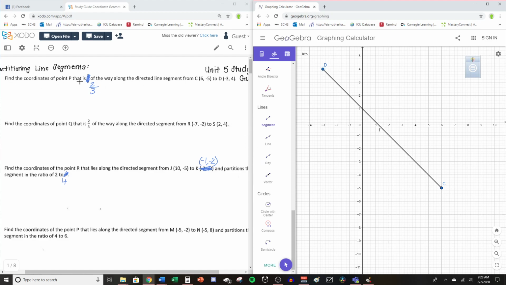And we need to talk about what this means, 2/3 of the way. That means if I split this into thirds from C to D, because that's the line that we're looking at, from here to here, I need to go 2/3 of the way. So the first thing that we want to do is split the line into thirds. So I'm going to write that.